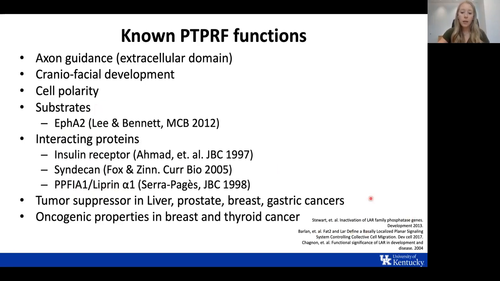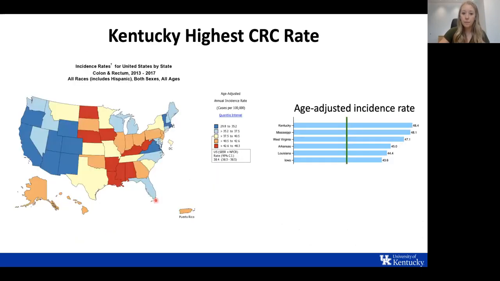And then PTPRF's role in cancer has been varying based on cancer types. It has shown tumor suppressor properties in liver, prostate, breast, and gastric cancers, but has shown to be oncogenic in breast and thyroid cancers. And so we wanted to investigate its role in colon cancer more specifically.